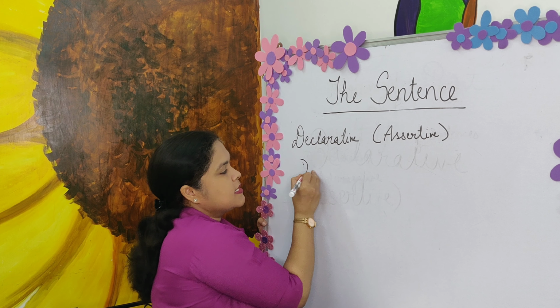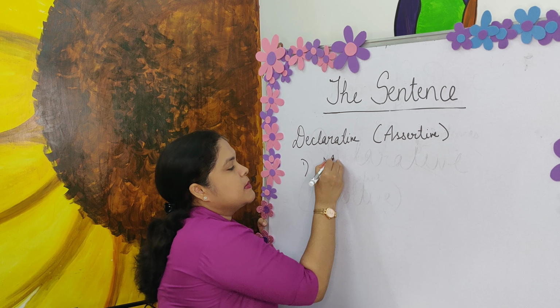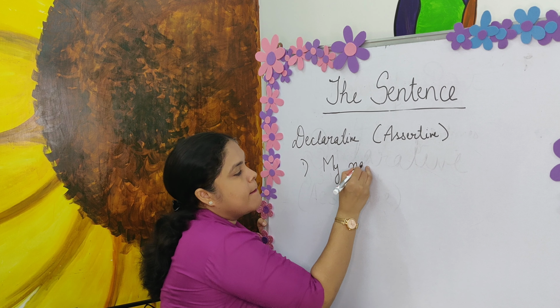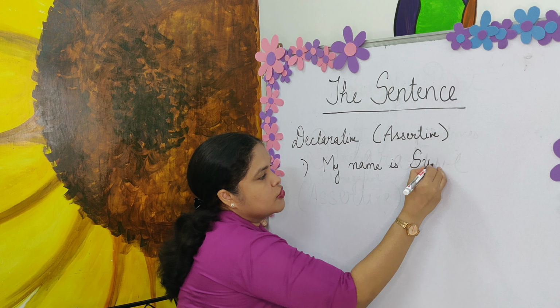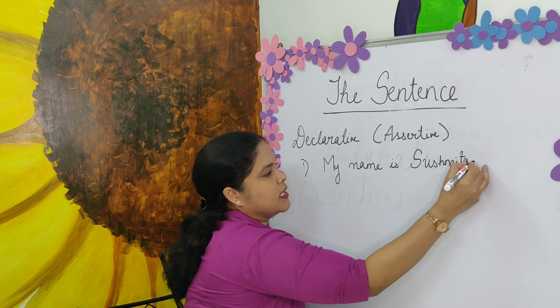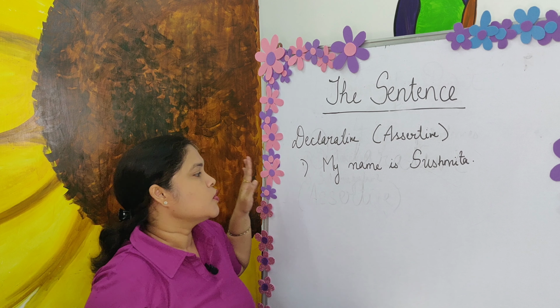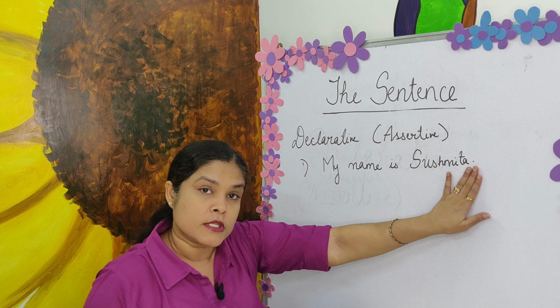Okay, so what is it? It will start with a capital letter and end with a full stop. I am writing a sentence. My name is Sushmita. I'm ending it with a full stop. Okay, so it started with a capital letter and it is ending with a full stop.